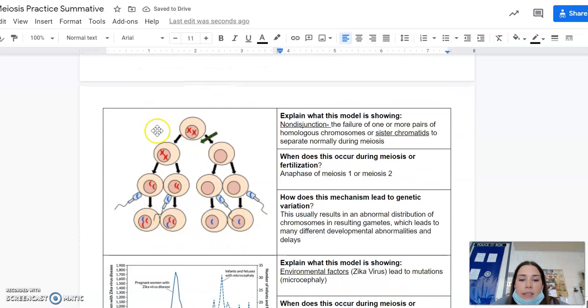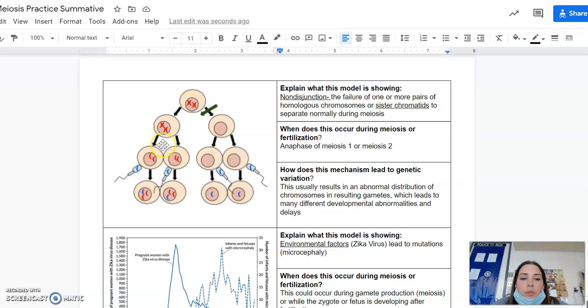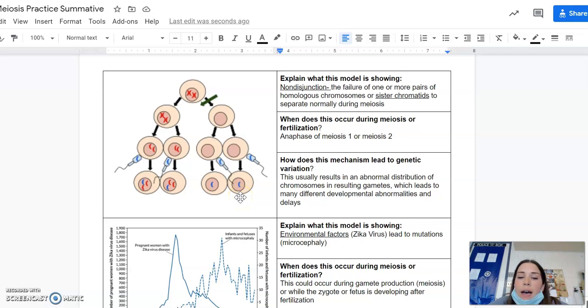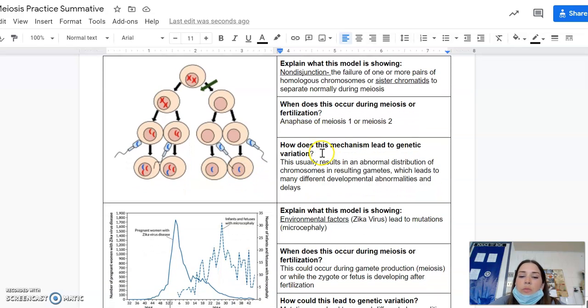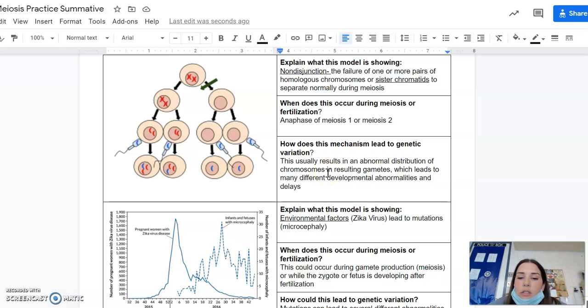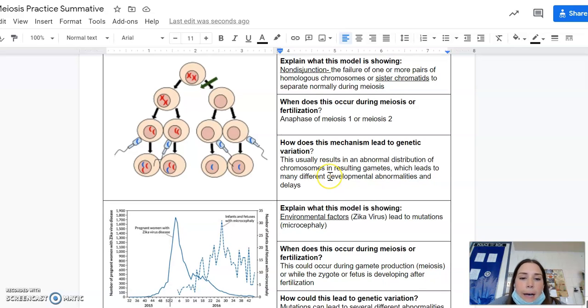This is showing non-disjunction. This is where chromosomes don't separate correctly during either anaphase 1 or anaphase 2 of meiosis 1 or meiosis 2. And because the chromosomes don't separate correctly, the resulting gametes are either missing chromosomes or have an extra chromosome. And then when those haploid gametes combine with another gamete, the resulting diploid cells have extra chromosomes or missing chromosomes.